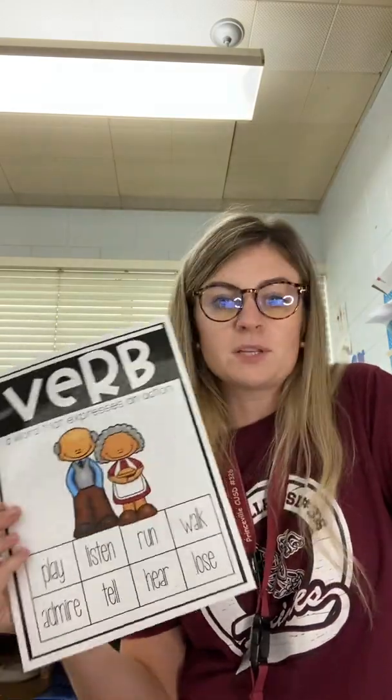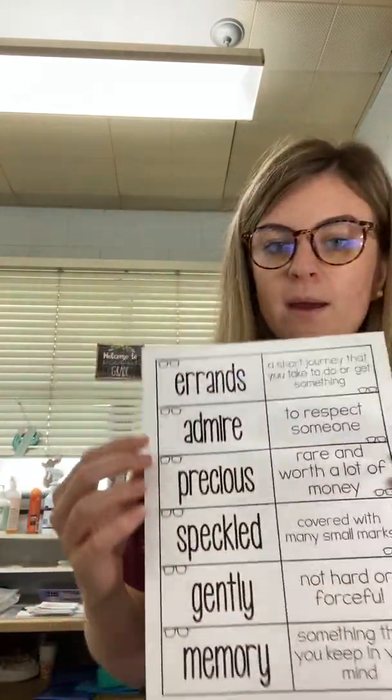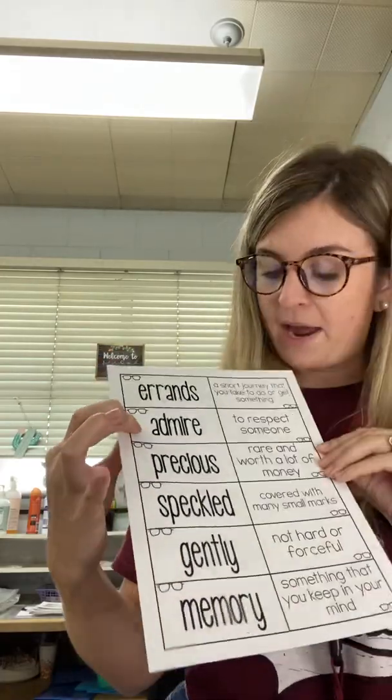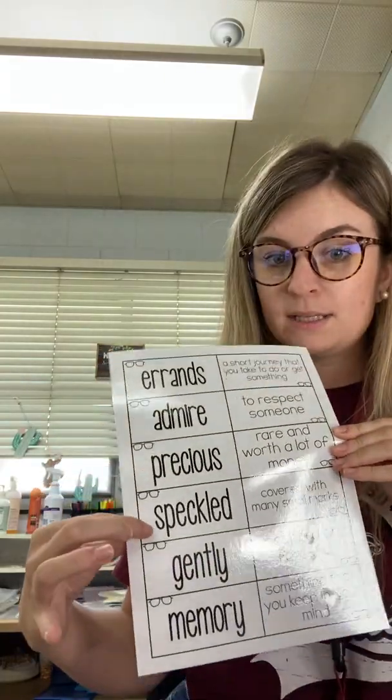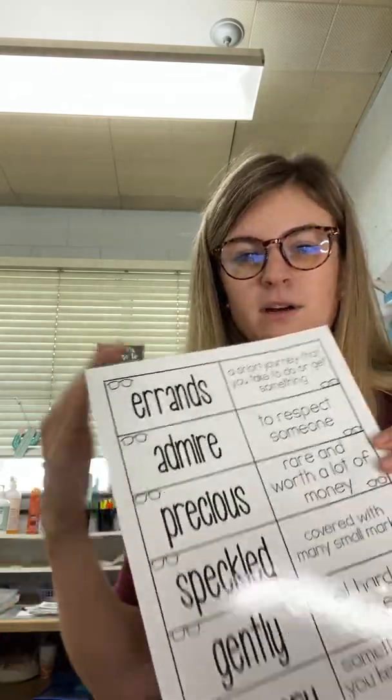We're going to be focusing on verbs this week. We focused on nouns last week. And verbs are things that you can do. Verbs are action words. So your examples: play, listen, run, walk, admire, tell, hear, lose. Those are all things you can do. And then we'll talk more about these on the next video, like always. But our vocab words, we have errands, admire, precious, speckled, gently, and memory. Those are vocab words.